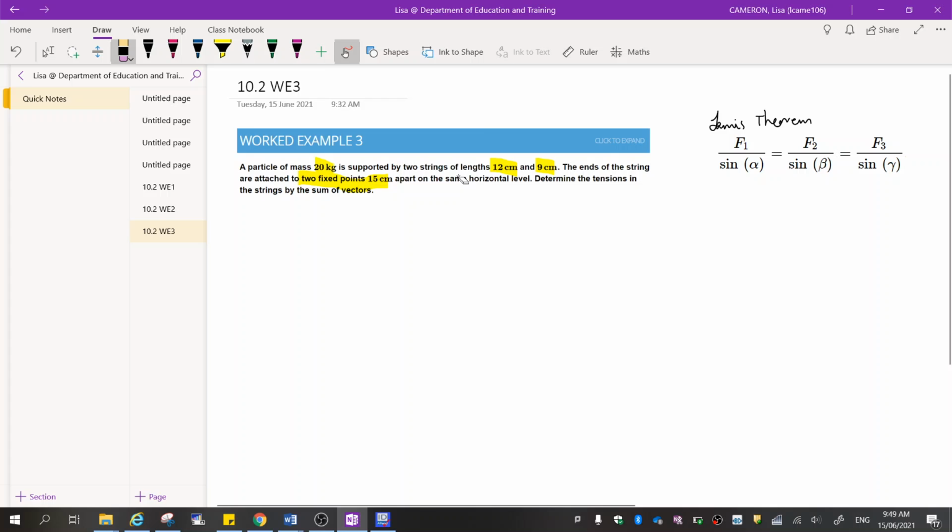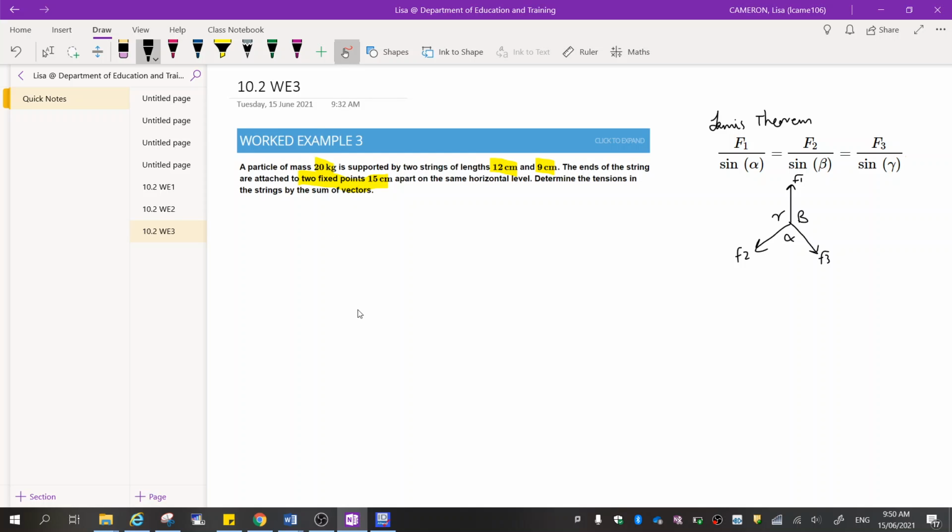Okay, so in this question, we're going to be applying Lami's theorem, which is just an application of the sine rule. So all it means is that if I have forces acting in three directions, then I call this one F1, then that force F1 over sine of this angle in here is going to be the same as the force F2 over the sine of this angle here, which will be the same again as F3 over the sine of this angle in here. Okay, so we just have to really construct our diagram for this one.